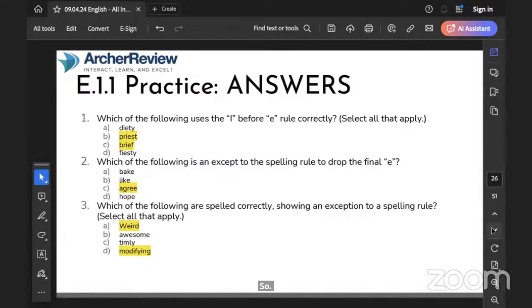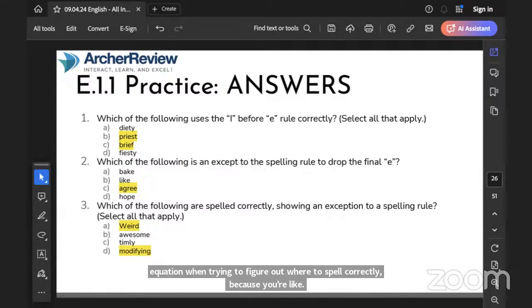It's a lot. It's almost like you're doing a mathematical equation when trying to figure out if a word is spelled correctly, because you're like 1 plus 1 equals 3.